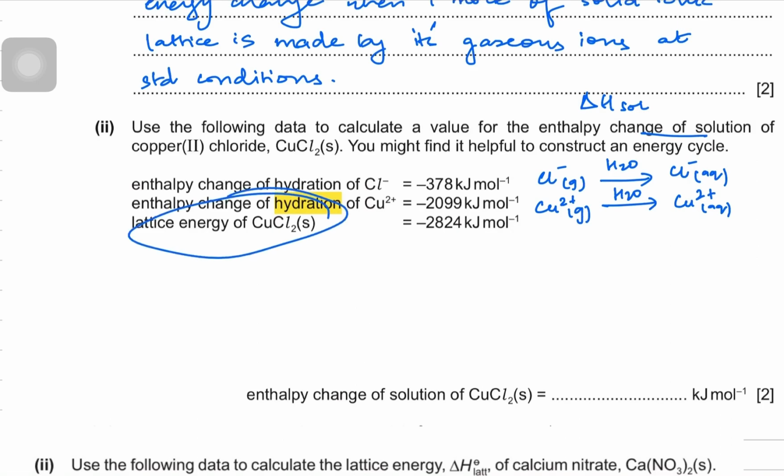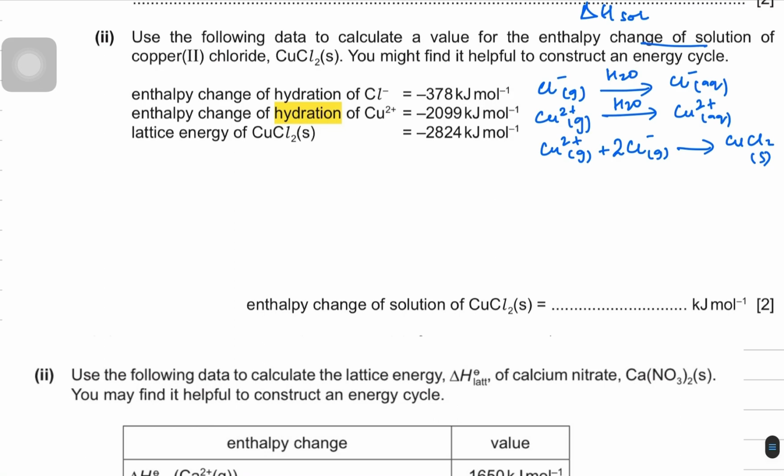What is lattice? Lattice means copper 2+ ions were in the gaseous state and chloride ions were in the gaseous state. They made copper chloride, which is in the solid state. Notice one thing, we need CuCl2. So Cl2 can be obtained by double mole chloride. Let's make an energy cycle for it.